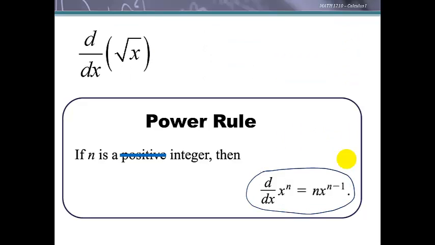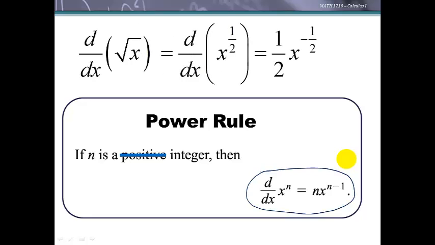Now it also turns out that we know that the square root of x, this radical, could be expressed as a rational exponent, and so we could express this as x to the 1/2. And it turns out that the power rule applies when n is any real number. So it doesn't have to be an integer, it doesn't have to be positive, it could be positive or negative, and it could be a rational number, any real number in fact.